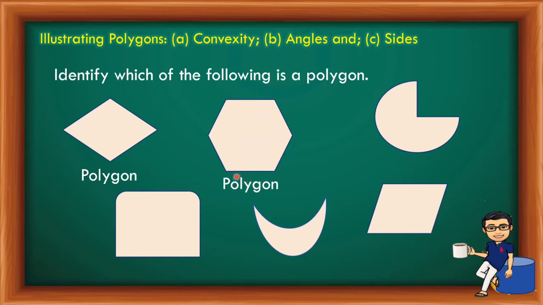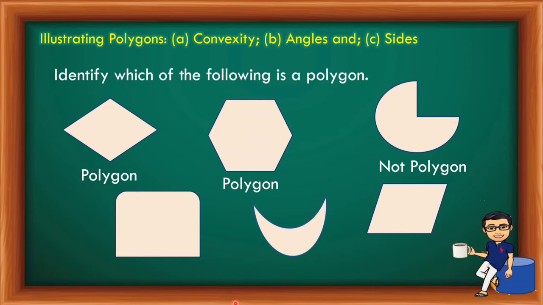So, that's a polygon. So, segment pa rin yan. Connected pa rin yung kanyang mga segment. Therefore, we call that as polygon. How about this one? Okay, not polygon. So, even though this is a segment, and the other one is a segment, but when you look at the other one, this one, hindi siya segment. Hence, it's not a polygon.